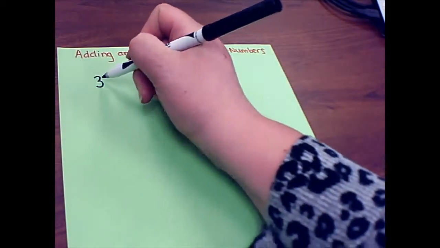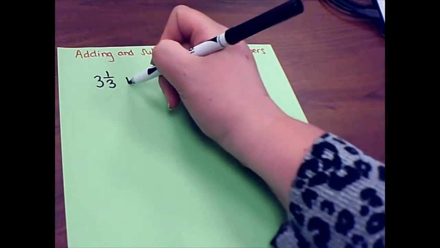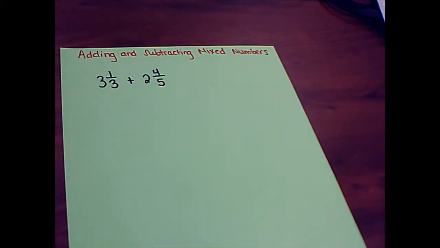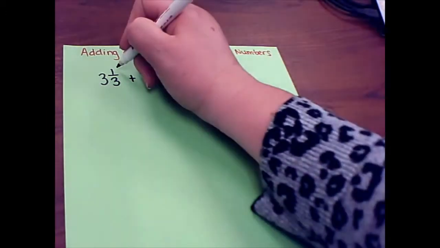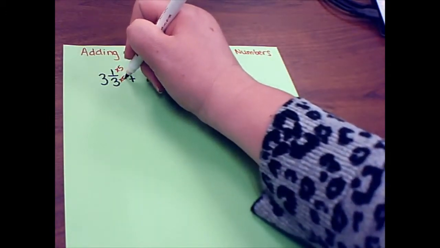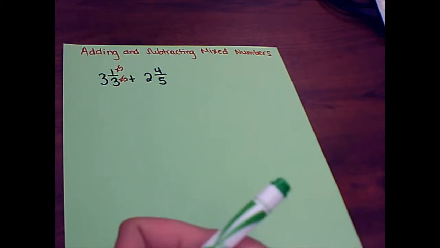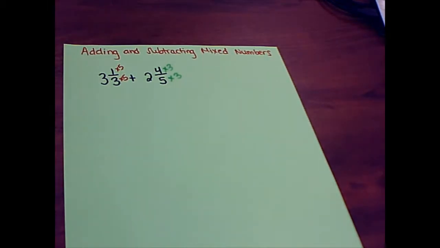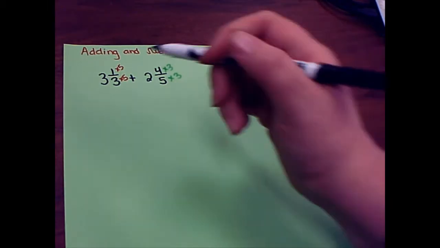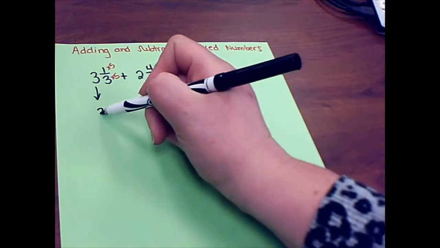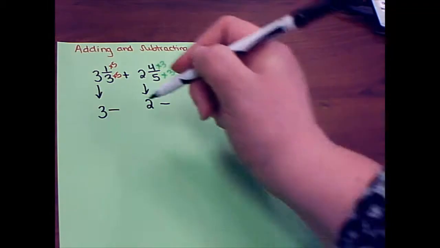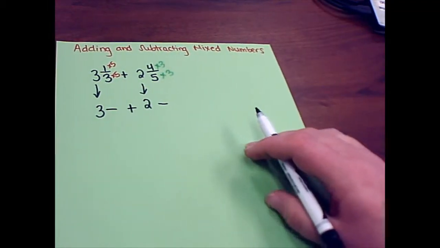So let's say I have 3 1/3 plus 2 4/5. Remember what I said? Same rules apply. I have to take this 5 and multiply it here and here. And I have to take this 3 and multiply it here and here. Here's the only difference. These whole numbers, they just drop down. And then I just have a new fraction. Okay, I don't change those.